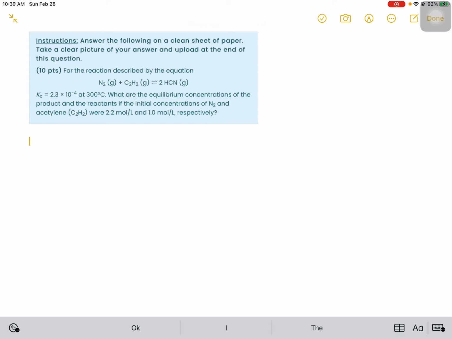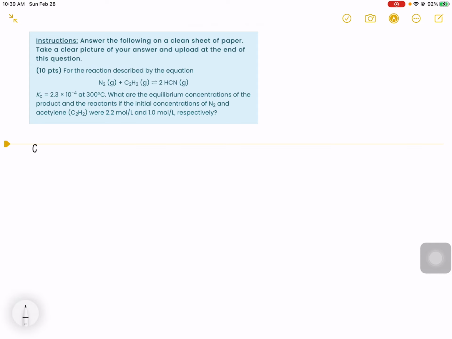Now for this particular equation, we have the following. So copying down all of the given information, we have nitrogen reacting with acetylene to be able to form two molecules of hydrogen cyanide.